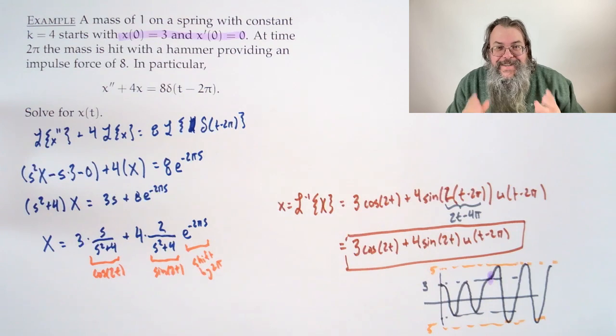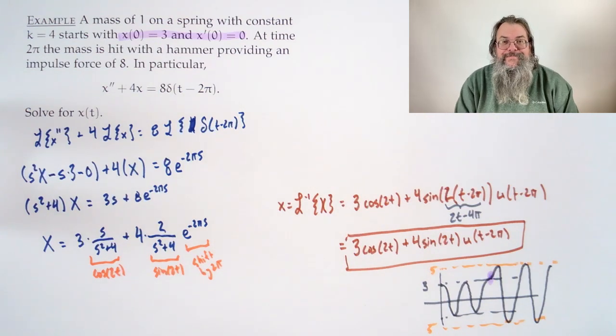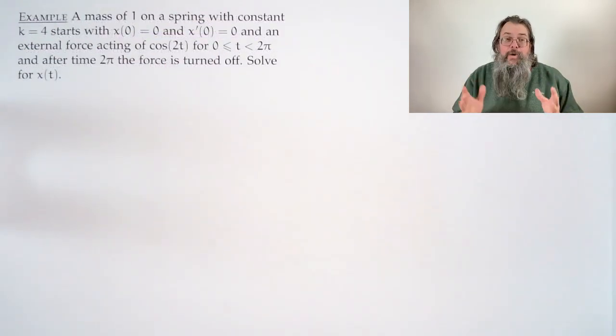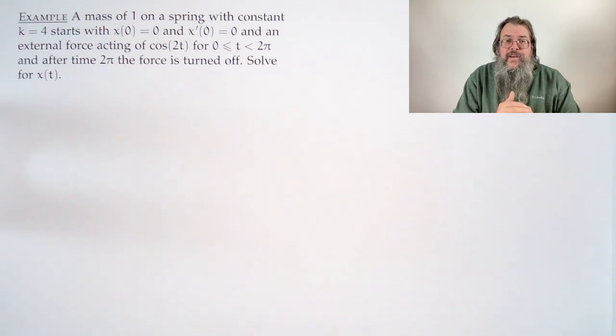Well, anyways, we should do another problem. A mass of 1 on a spring with constant k equals 4 starts with x of 0 equals 0 and x prime of 0 equals 0 and an external force acting of cosine 2t for 0 less than or equal to t less than 2 pi. And after time 2 pi, the force is turned off. Solve for x of t.